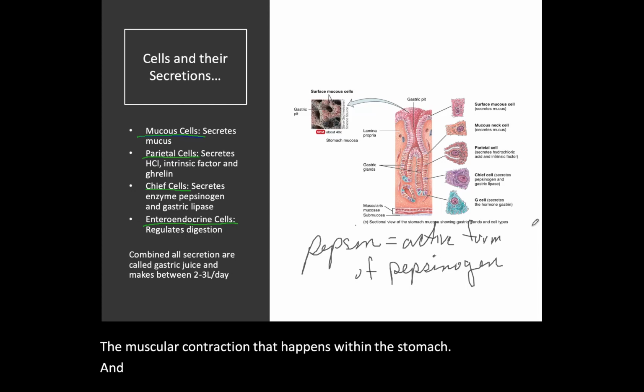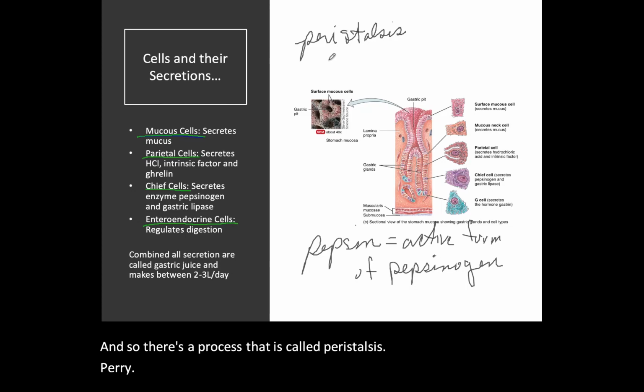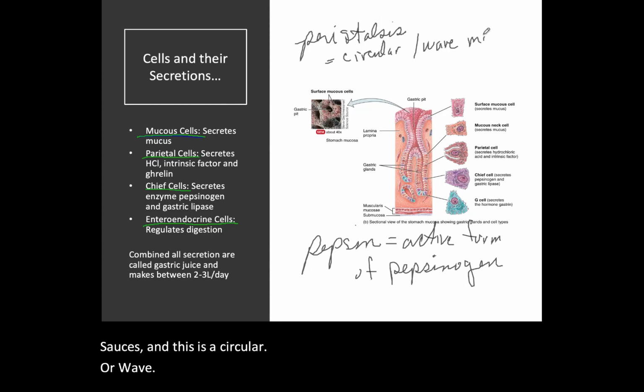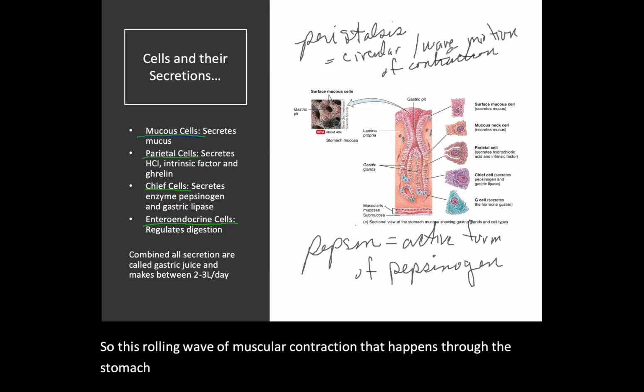And so there's a process that is called peristalsis. Peristalsis is a circular or wave motion of contraction. So that's this rolling wave of muscular contraction that happens through the stomach. And that is, again, regulated through gastrin.